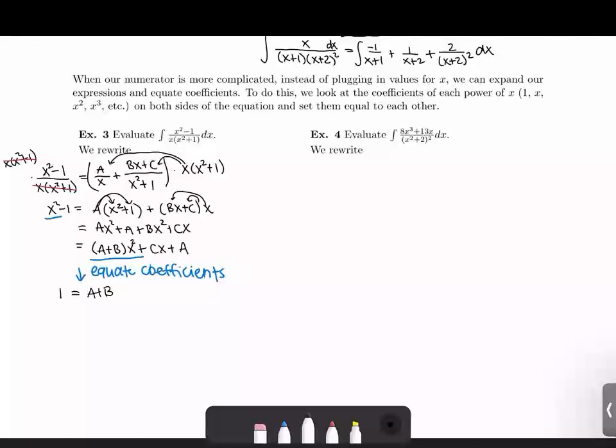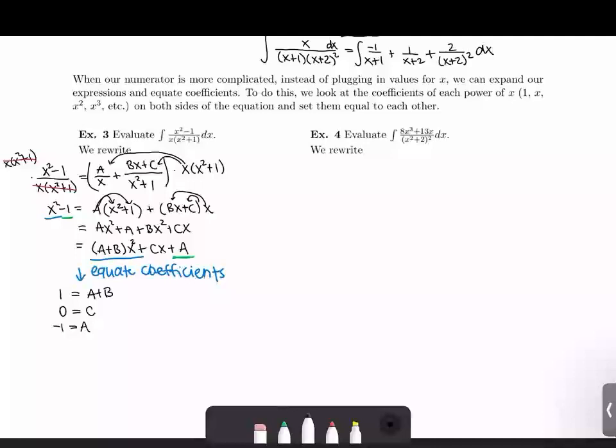Next, I can look at my coefficient of x. So I don't have any x terms on my left-hand side, so that means the coefficient is 0. And on my right-hand side, I have c as my coefficient of x, so that tells me that c equals 0. And lastly, I am going to look at my constant term, and my constant term on my left-hand side is -1, and my constant term on my right-hand side is a. So I'm going to have -1 equals a. So from these three equations, we can see that we've solved for c and a already.